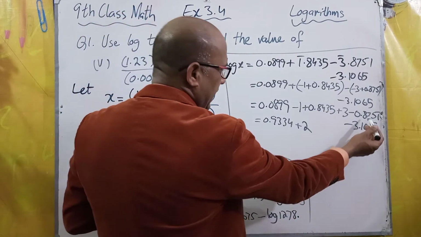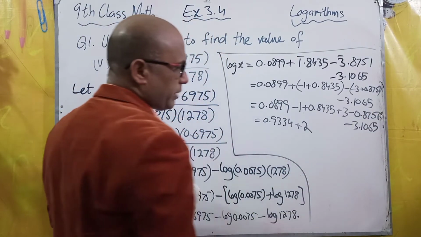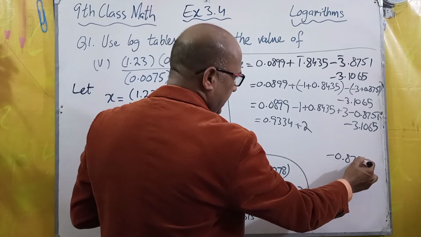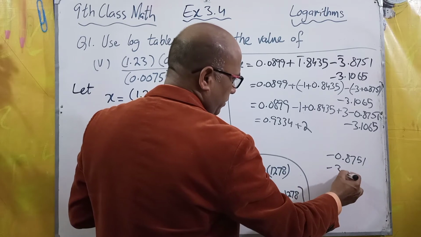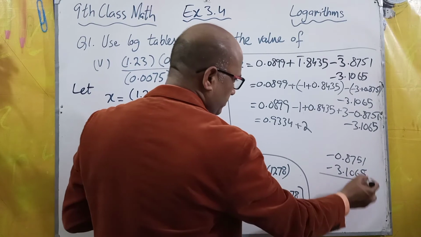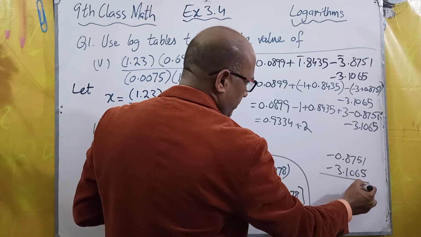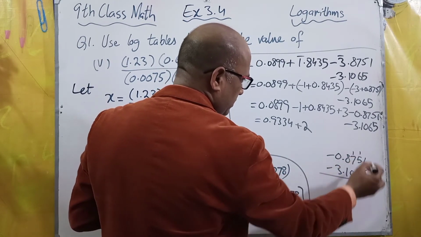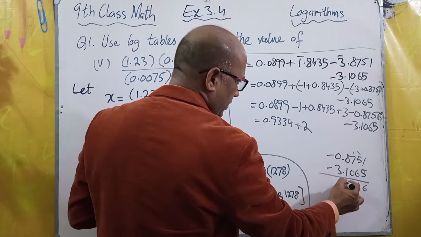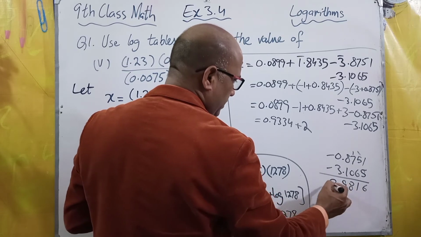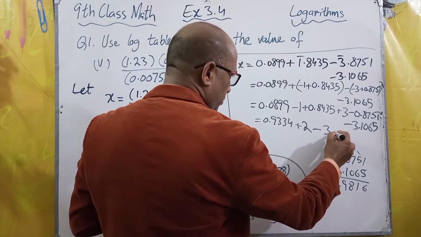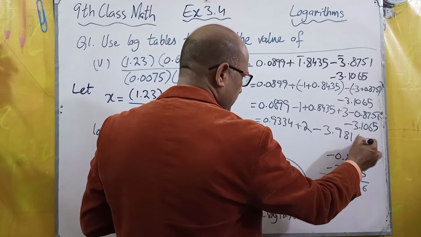And now we have to add these two numbers with minus sign. If two numbers have minus signs, both will be added. They will be added. 6, 11 and 8, 9.3. But the minus sign will be written. 3.9816.